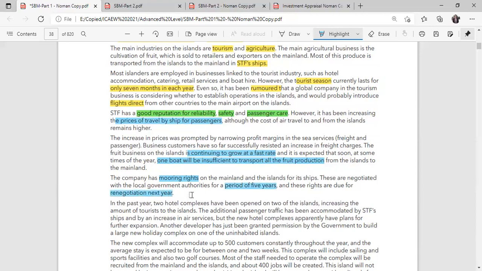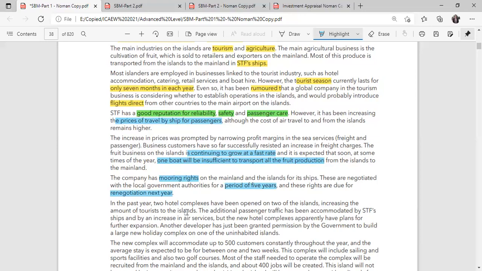So our rights will be renegotiated. Our 5-year term will be completed next year, basically. So it is the second last year. So it will depend on how we are going to renegotiate with our government authorities.